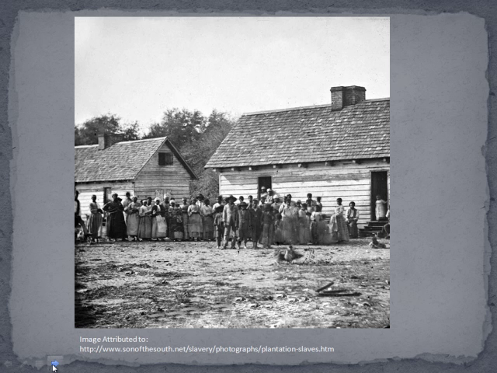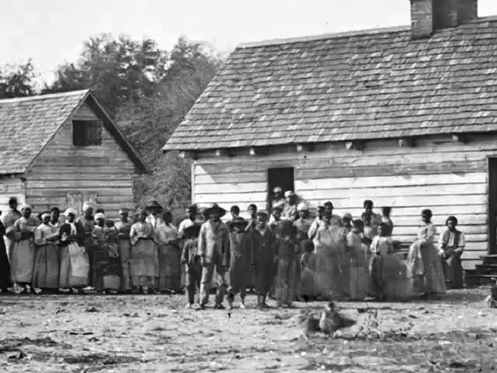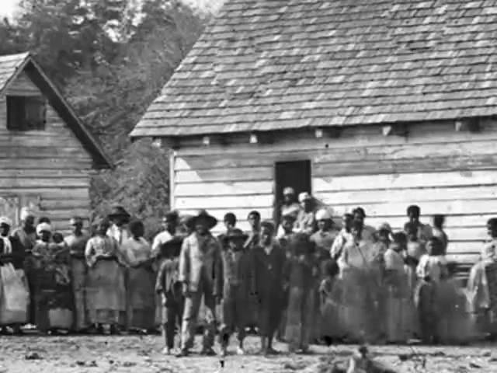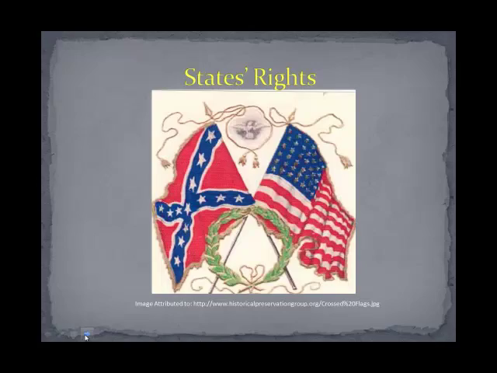Slaves with lighter complexions were often given positions in the plantation house, while slaves with darker complexions worked in the cotton fields. In addition, it was illegal for slaves to learn to read and write. Tensions continued to rise between the northern and southern states. The issue of states' rights became increasingly debated.